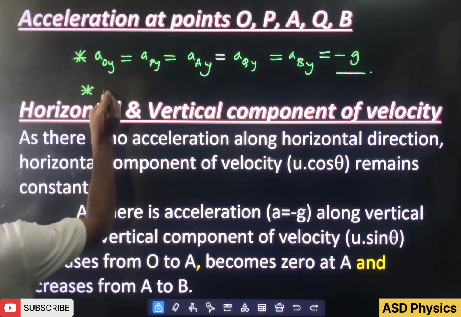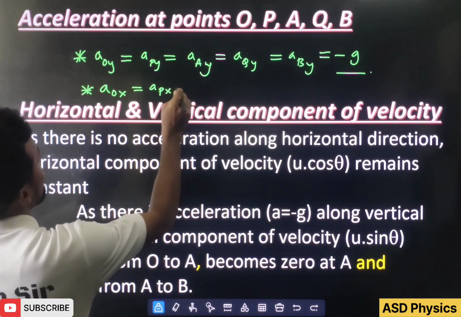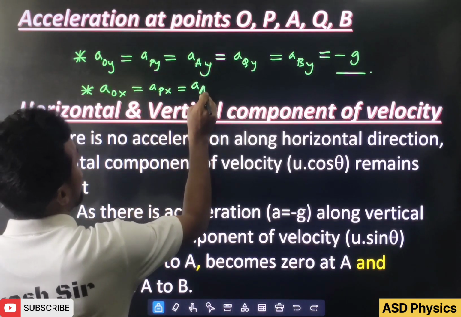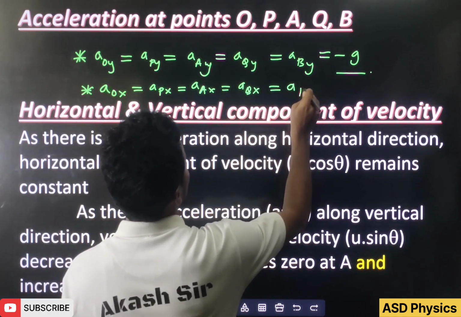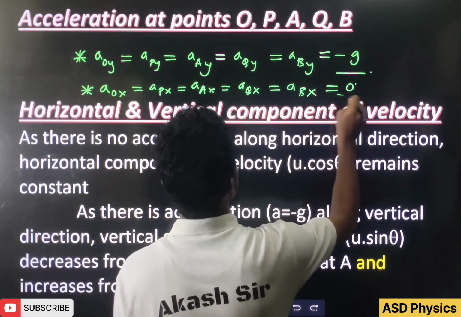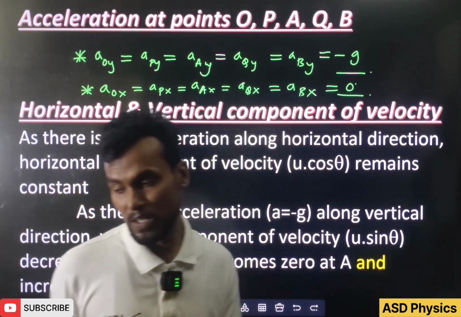And at any point, if you take the horizontal component, APX, or I write AAX, or AQX, or ABX. At all these points, what will happen? The horizontal component of the acceleration will be 0. So, can you see here?